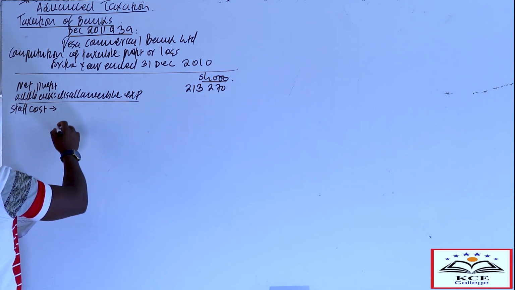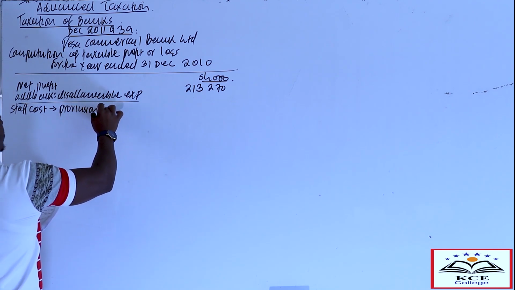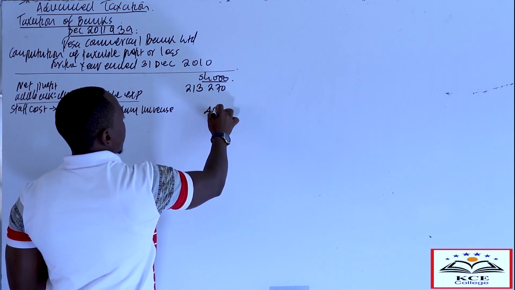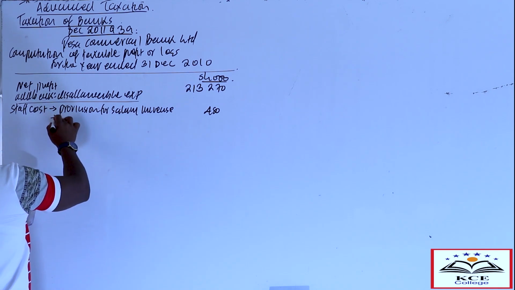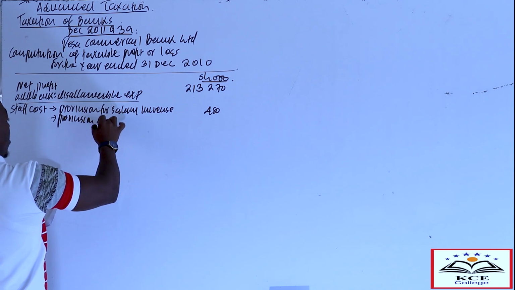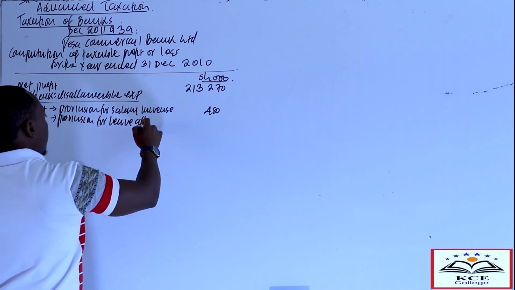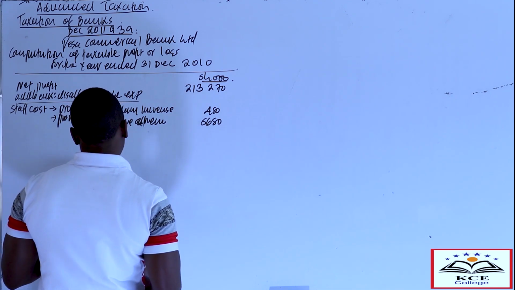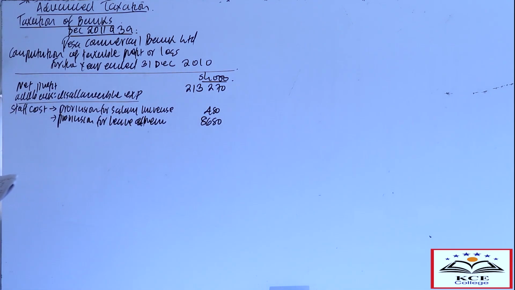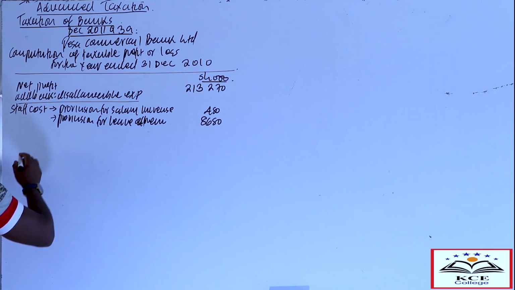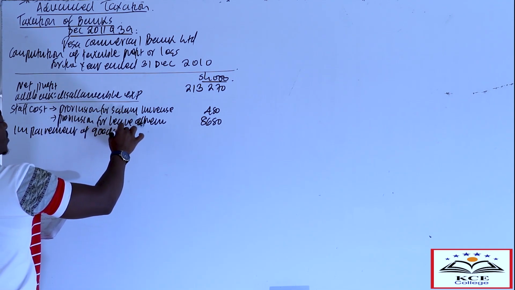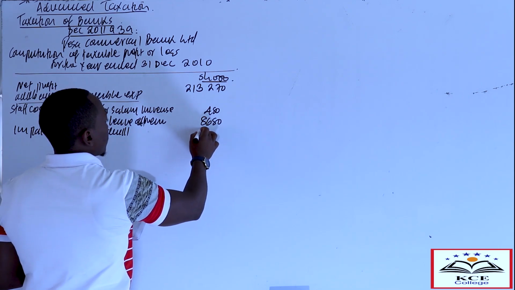Number 1, we have provision for salary increase, an amount of 480. Also, we have provision for leave arrears, an amount of 8680. Then also we had impairment of goodwill. For the impairment of goodwill, we have an amount of 8,700.